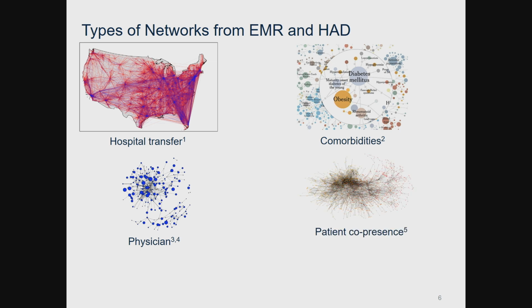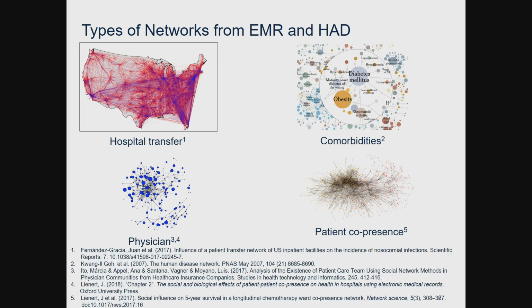And then you can also have patient co-presence networks. So looking at which patients are in a given hospital, or in a given ward or room of a hospital, and how being around those other patients can affect you. And that's where the example I'll be talking about in a little bit is going to focus. We're going to be looking at patient-patient co-presence networks and how we can look at some peer influence effects there.